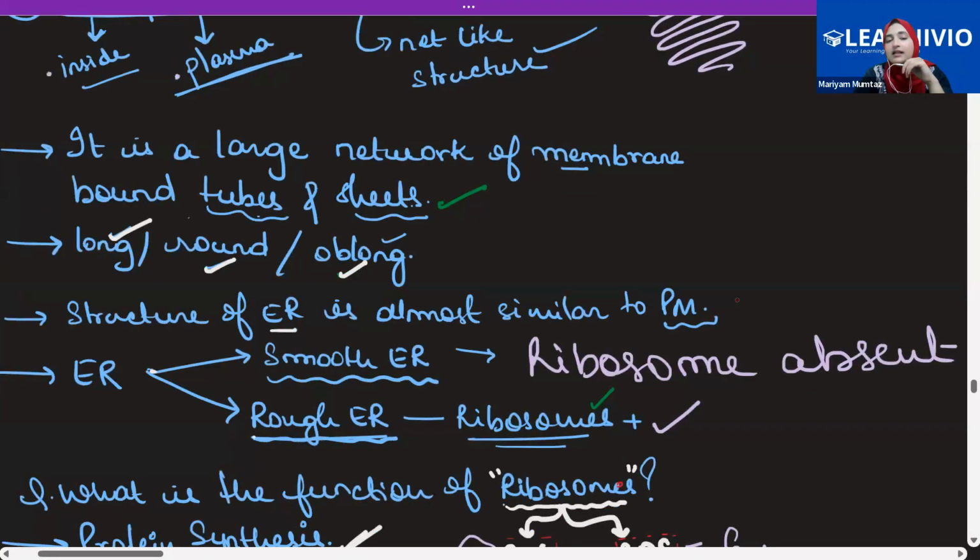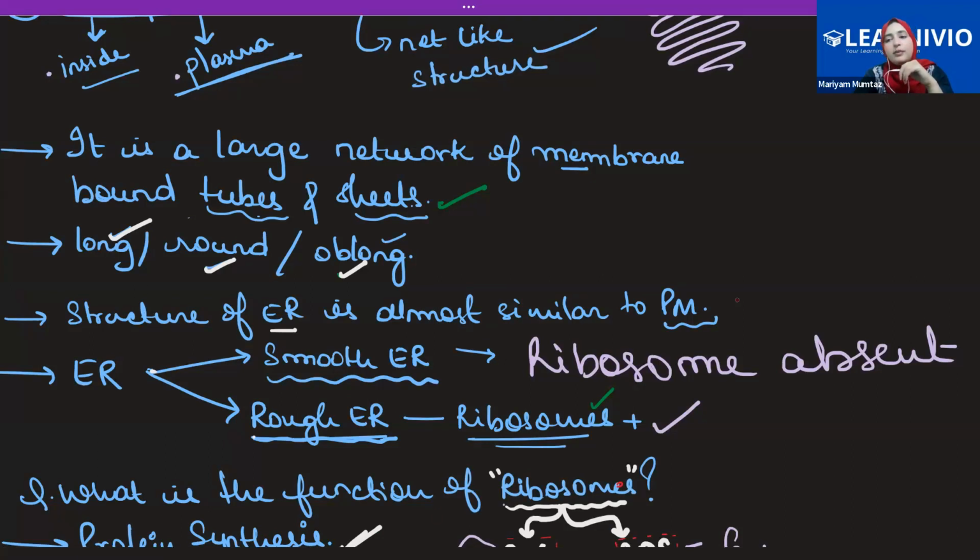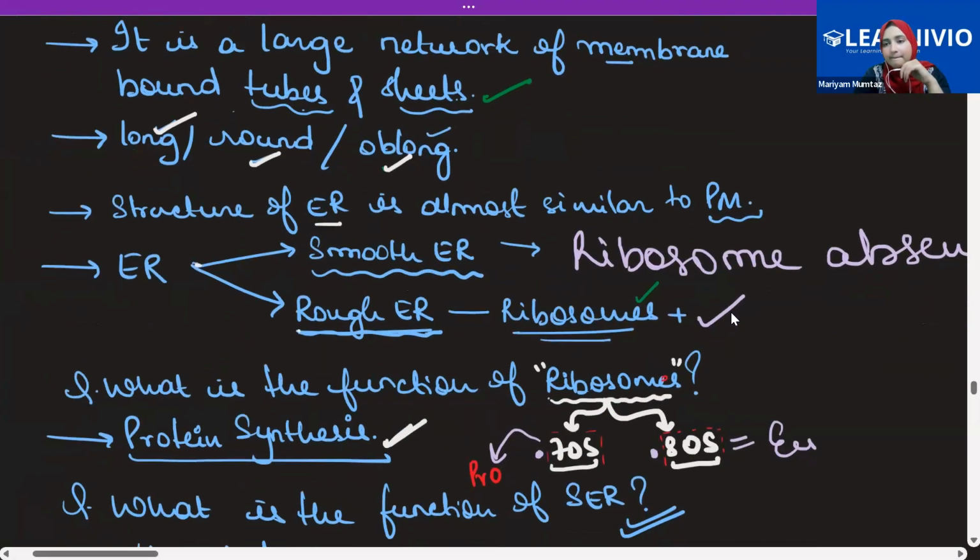Now, tubules and the vesicles, these are the secretory parts of the endoplasmic reticulum. So, if the endoplasmic reticulum is going to synthesize the proteins, it will be secreting them out with the help of the tubules and the vesicles. Got it? Yes, ma'am.